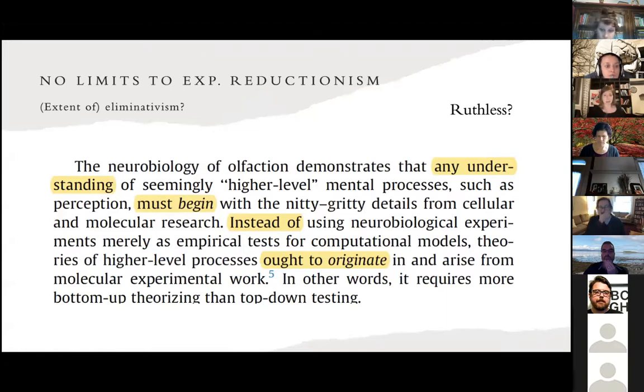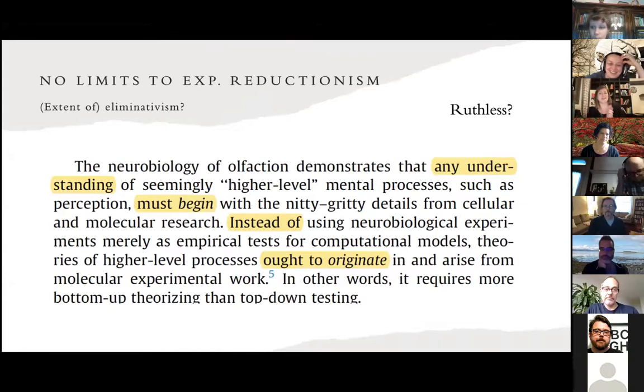In many passages of the article, she says things that are a little bit exaggerated or extreme from my point of view. Like, for example, that neurobiology of olfaction demonstrates that any understanding of higher level mental processes must begin, so she gets normative here, with the details of cellular and molecular research. And so instead of using neurobiology to test computational models, we should, so any theories, I guess, of higher level processes ought to originate in molecular and cellular experimental work.